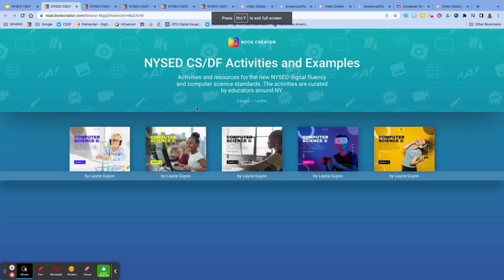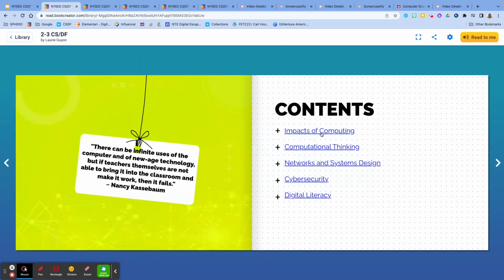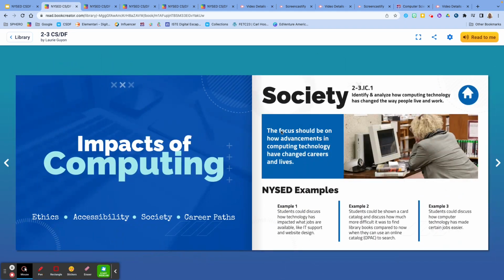When we click out to the State Ed CSDF activities and examples, we're going to click on this second book. This is for grade bands 2-3. And when you open up the book, what you're going to do is on the table of contents, you're going to click on impacts of computing. The way these books are set up is you have the concept area of impacts of computing, the sub-concept areas below. So you see those 4 sub-concept areas listed. And then you're going to see the sub-concept area, the standard identifier, and the standard for each of the standards that the state has identified.